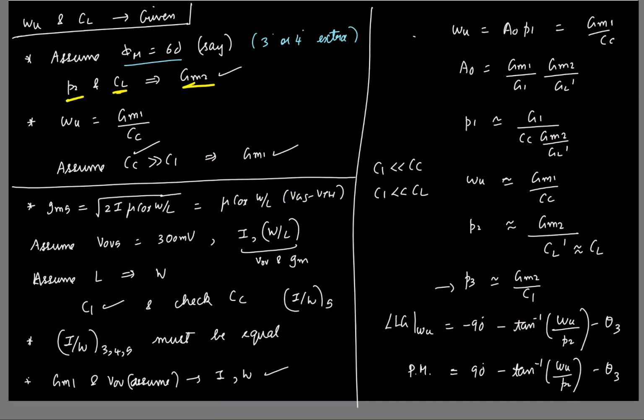And that's usually the case because, what was one of the reasons to go for a two-stage OTA? To drive the load. So it only makes sense that if you have a given load, that will fix your second stage first. Usually that's what we do. So the load, which is basically GL and CL, will usually fix your second stage.